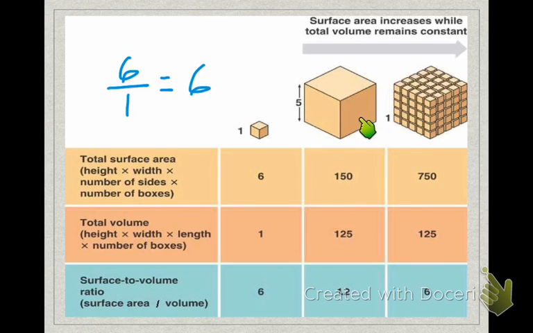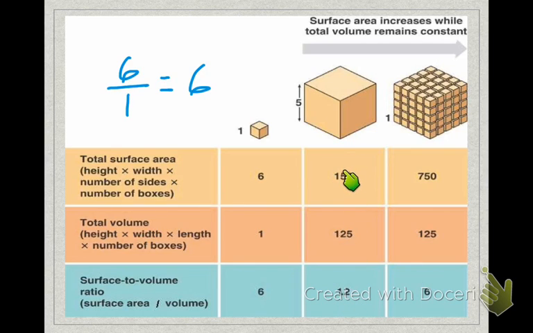So now if I wanted to calculate surface area, I'd take 5 times 5. I'd get 25. I'd multiply that by 6. I'd get 150. And then if I wanted to do volume, I'd take 5 times 5 times 5, I'd get 125. Now if I took 150 and divided by 125, I'd get a surface area to volume ratio of 1.2.